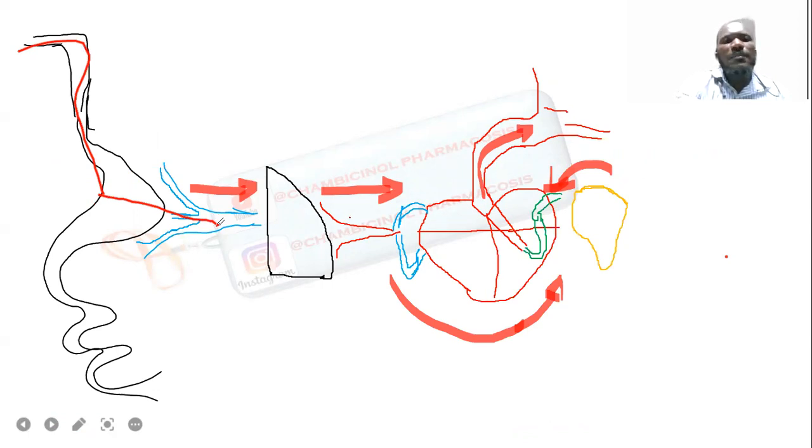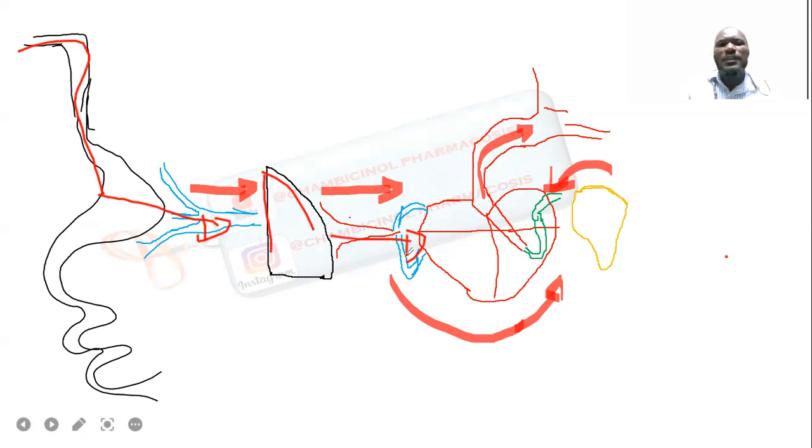Then it will be taken by the portal vein and reach the liver. From the liver, it will be taken via the hepatic vein, where it will reach the systemic circulation. So in this case, what we are focusing on is the concentration or amount of the drug that will reach the systemic circulation in an unchanged form. Different drugs have different bioavailability, and it will also be affected by the nature of the route by which you administer the drug.